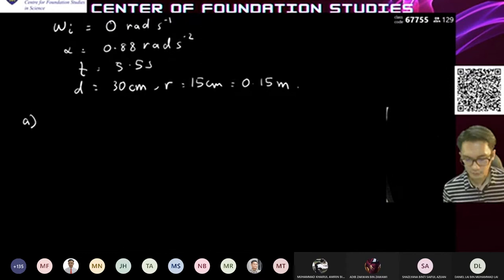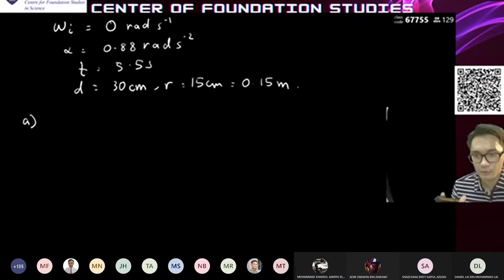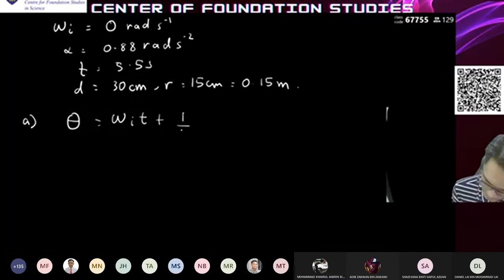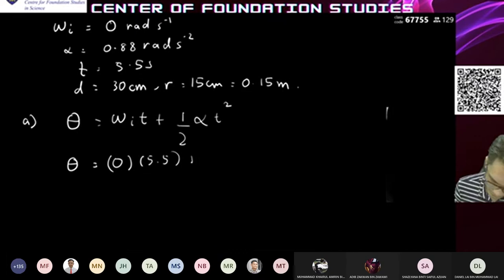So among those four equations, we use the third one, where theta is equal to omega initial times time plus half alpha t square. Because it has no omega final, we use this equation. And then we just substitute all the information given into this equation. Omega initial is equal to zero, time is equal to 5.5, plus half, angular acceleration is 0.88, and the time is 5.5 to the power of 2. Okay, can anyone calculate for me? What is theta?